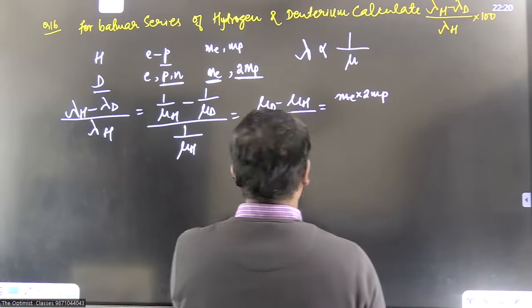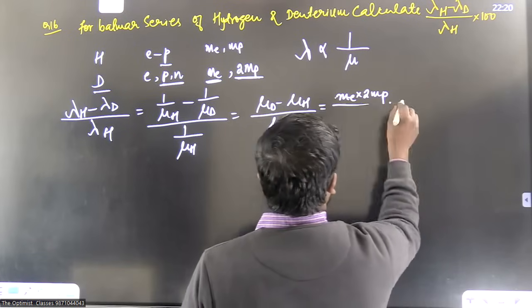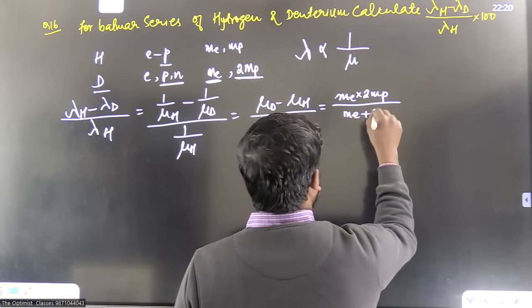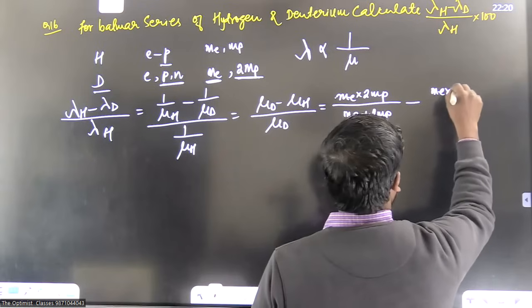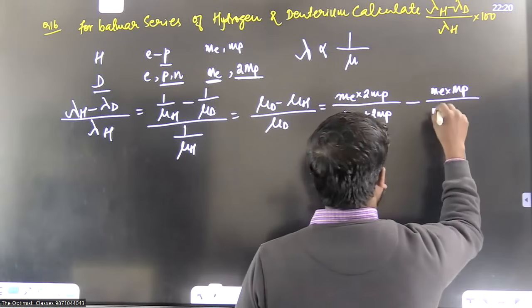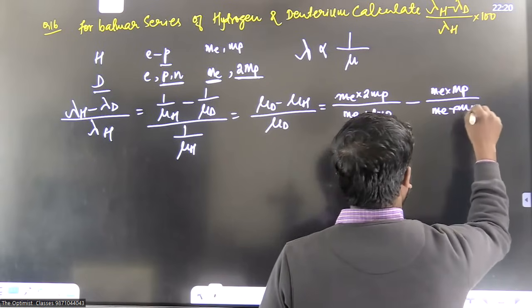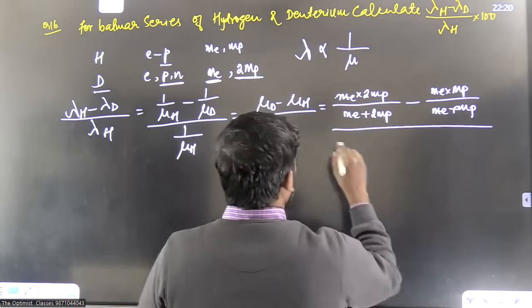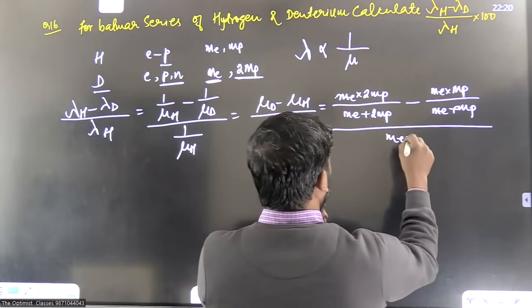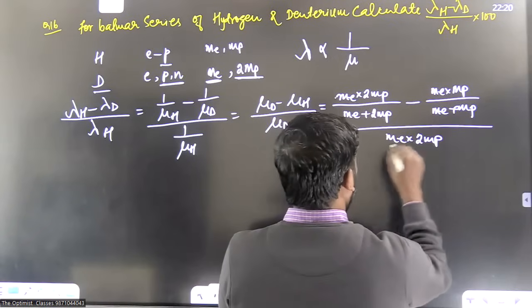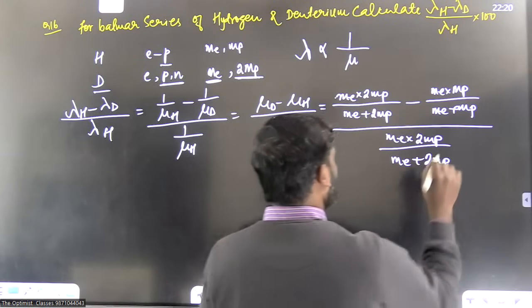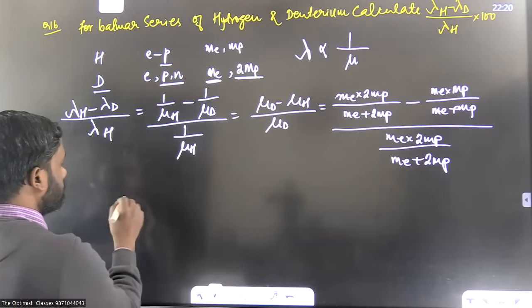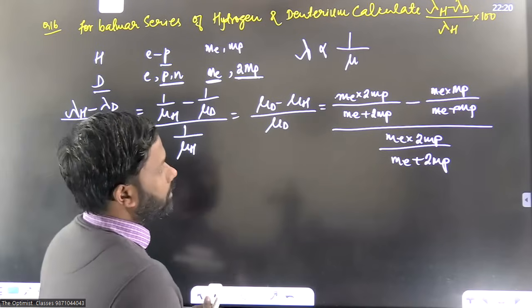okay, and divided by me plus twice the mass of proton, minus here me and here the mass of proton divided by me plus the mass of proton, and divided by here me into twice the mass of proton and divided by me plus twice the mass of proton. That's what we have. Okay, so me can be cancelled from all.